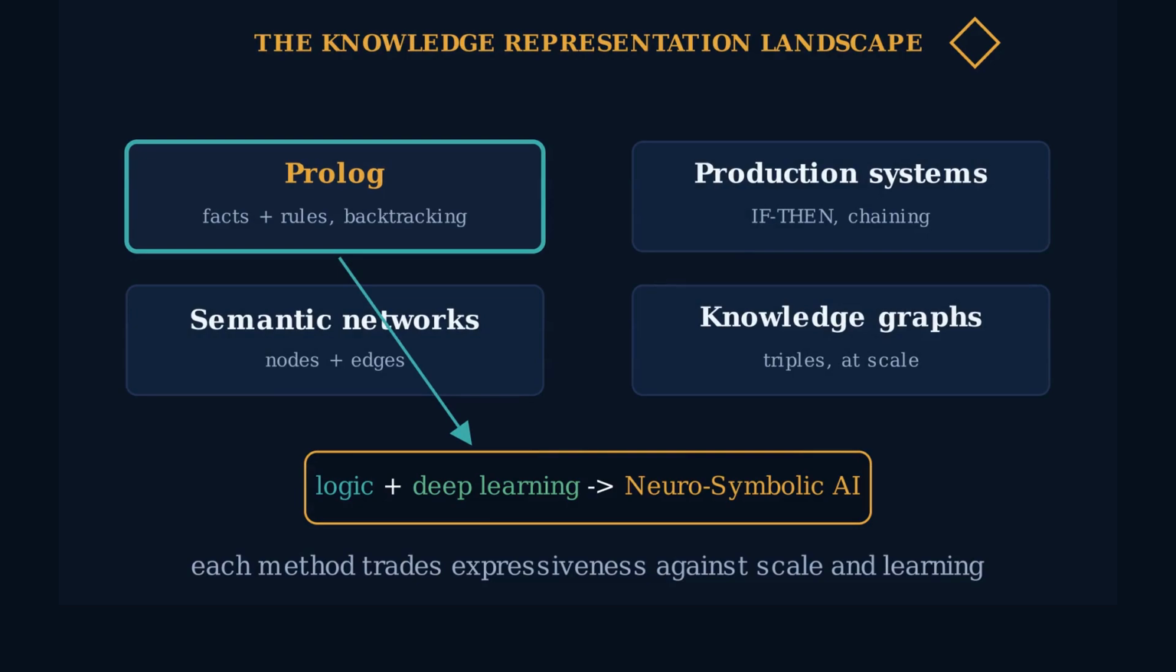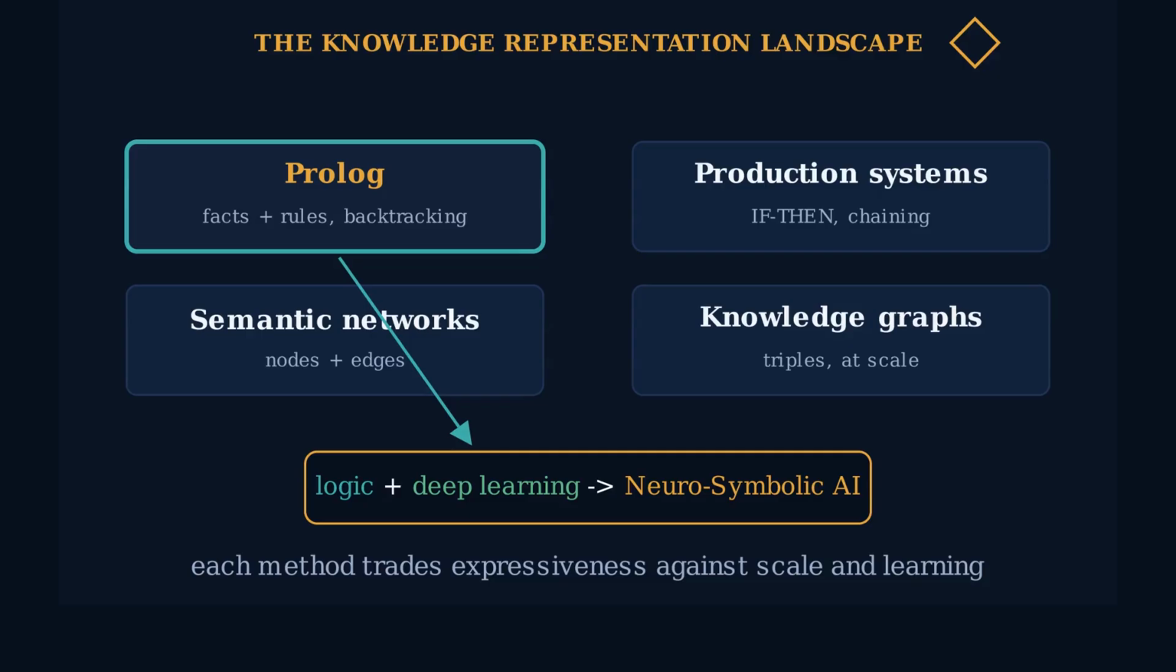Prolog uses logic, facts and rules, reasoning by automatic backtracking, powerful and concise, but weaker at probability and scale. Production systems use if-then rules with forward or backward chaining, very explainable, but they do not learn. Semantic networks use nodes and edges, intuitive but limited in what they express. Knowledge graphs use triples at massive scale, yet their reasoning stays shallow. Each method trades expressiveness against efficiency and learning.